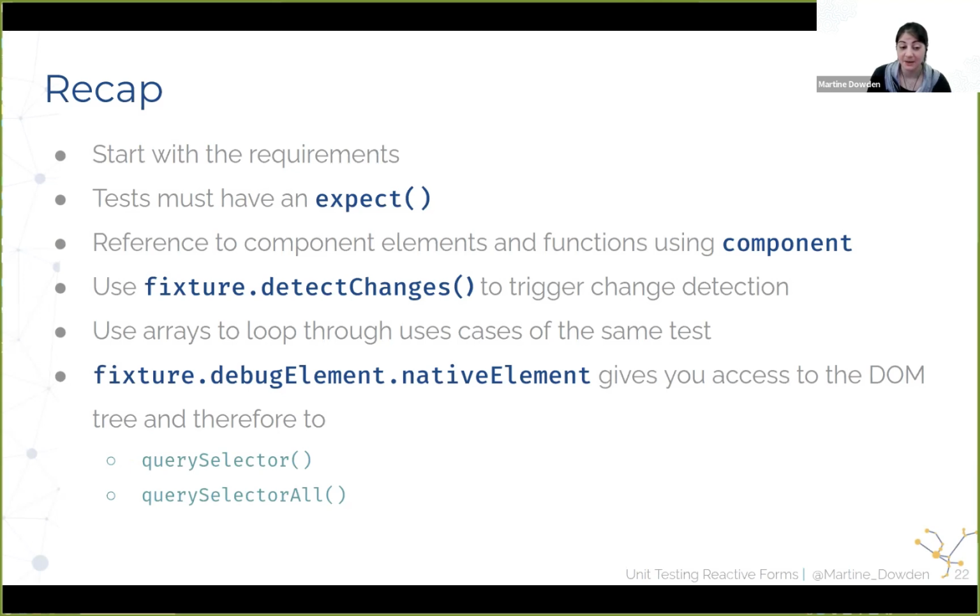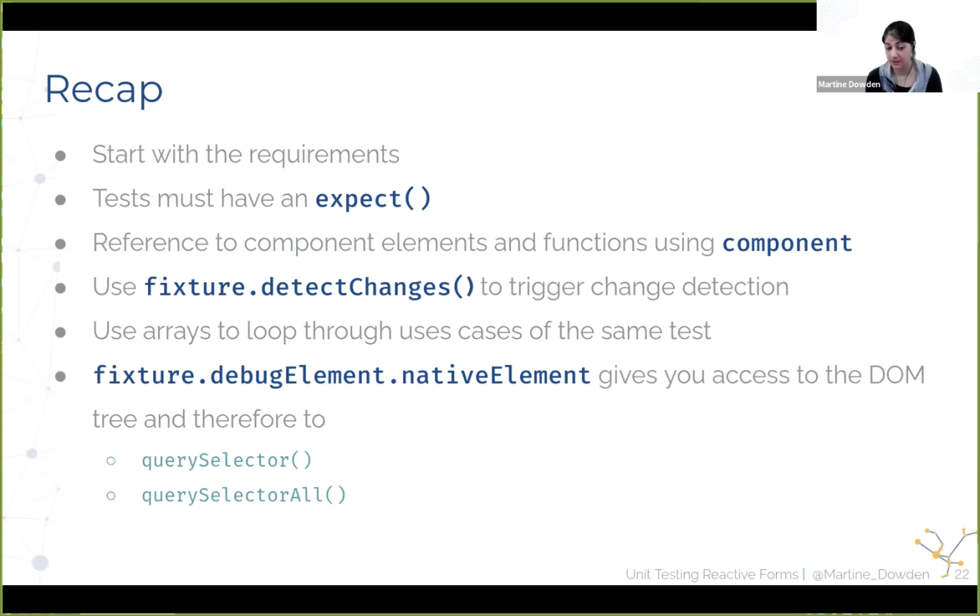All tests must have an expect, right? You have to tell it what behavior comes out of whatever scenario you put in there. You can reference anything in your component that is public using component, or whatever you decide to name it. If you're creating your components using the CLI, it's going to be component. You use fixture.detectChanges to trigger change detection, and you're going to need to do that. So if you're saying, if I'm doing this by hand, it works great, so why does my test not do it, and it's saying that this thing doesn't exist or isn't happening, make sure you've got your fixture.detectChanges where they're supposed to be.